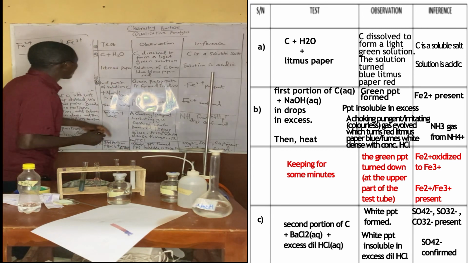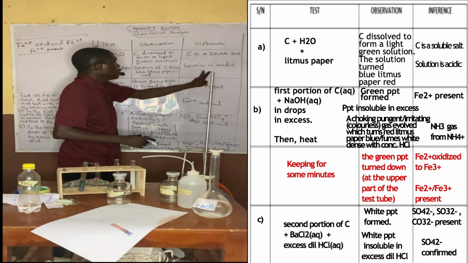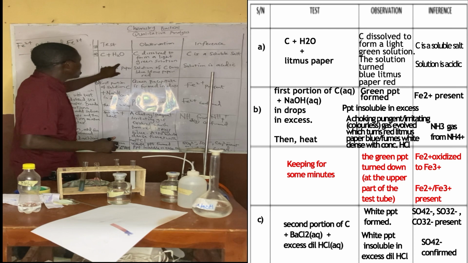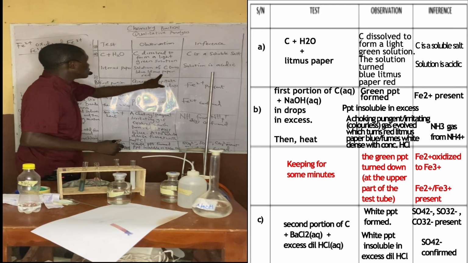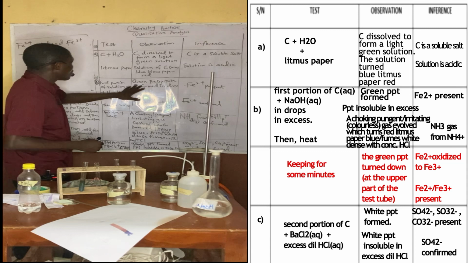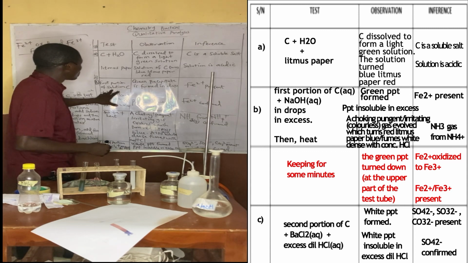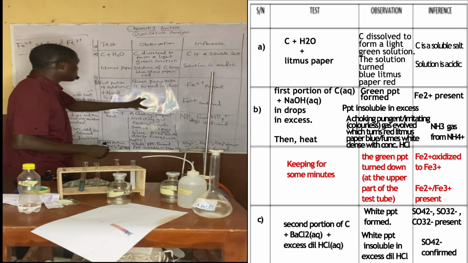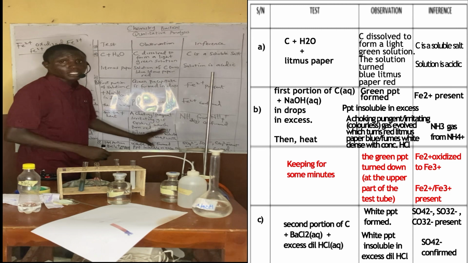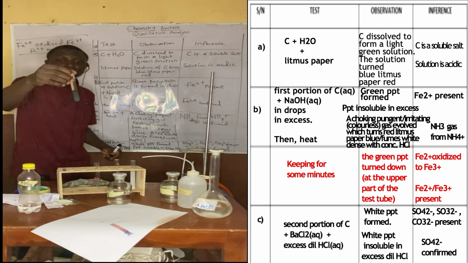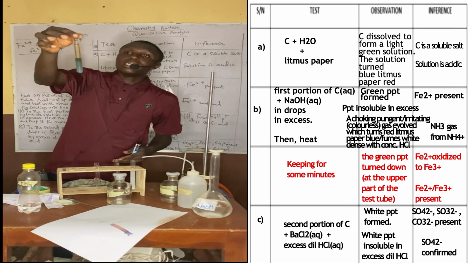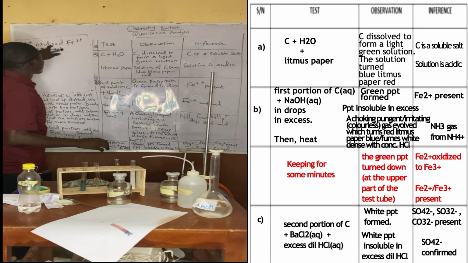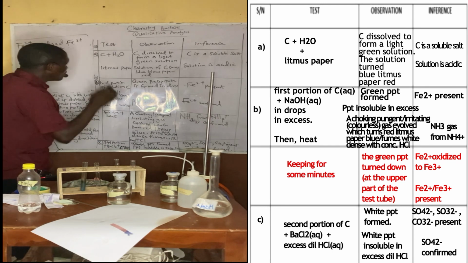So this is number one. C plus water: we have C as an insoluble salt. The solution is acidic. When you treat it with litmus paper, it turns blue litmus paper red, so the solution is acidic. Now, the first portion of the solution plus sodium hydroxide gives a green precipitate in drops, then in excess the precipitate is insoluble in excess. So Fe2+ is present. When you leave this, it will oxidize to form Fe3+. So that's why I added it here. Fe2+ oxidizes to form Fe3+.